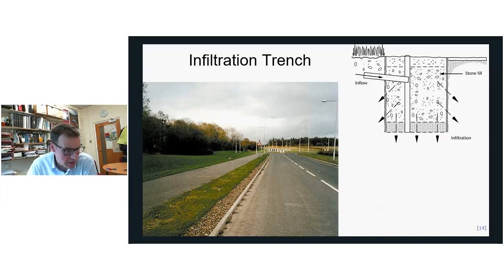You can see the device in this picture. The device in the picture is just under the kerb there. If you look carefully, the kerb has holes along the edge of it, and that's these things here. Water comes in, it's stored in the stone mass in those voids, and then slowly infiltrates into the ground.